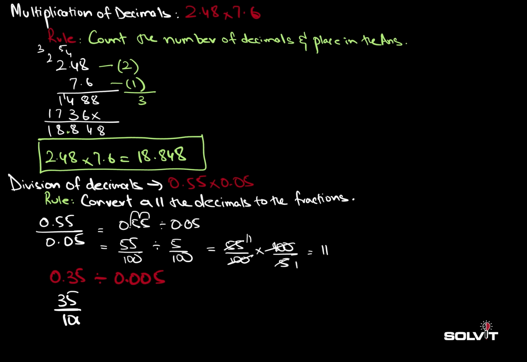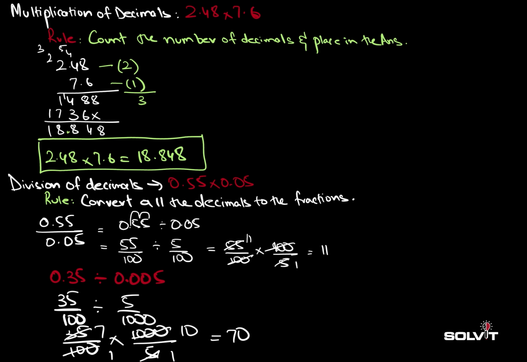35 over 100 divided by 5 over 1000, and now I can reciprocate it like that, right? So then it will become 100 ones are 100, 100 times 1000, 5 sevens are 35, and it would become 70. Are we good till here? Okay, so now let's move on to fractions and the operations in fractions.